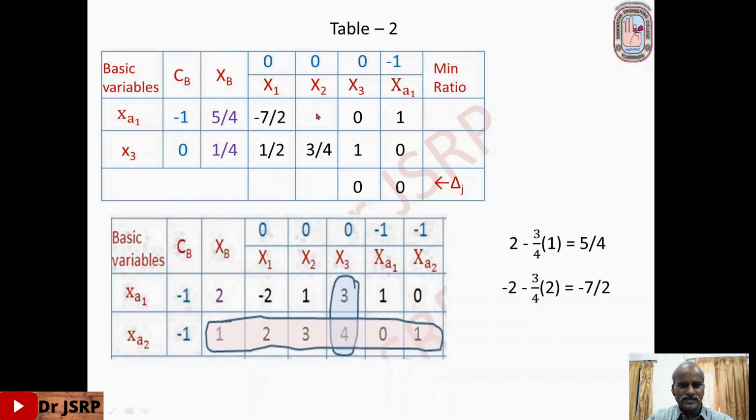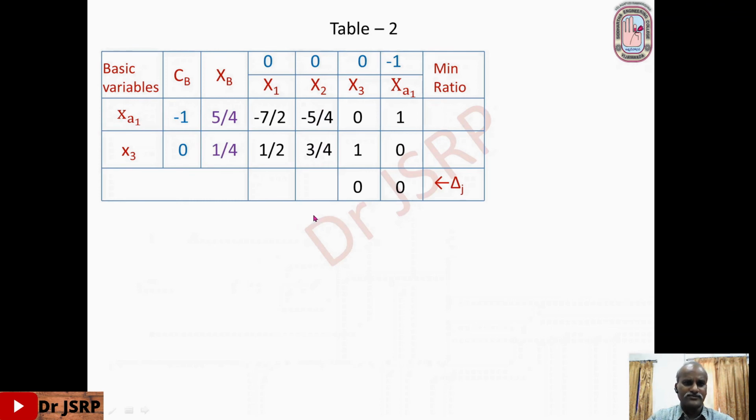Next, to calculate this, replace 1 here, 3 here. So 1 minus 3 by 4 into 3, so -5 by 4. Right. Find delta J values. First delta 1: CB into X1, that is -1 into -7 by 2, that is 7 by 2, plus 0 minus 0. So 7 by 2. Next delta 2: -1 into -5 by 4, that is 5 by 4, plus 0 into 3 by 4, 0, minus 0. So 5 by 4. And the objective function value, ZB equals CB into XB. So -1 into 5 by 4 plus 0 into 1 by 4, that is -5 by 4.